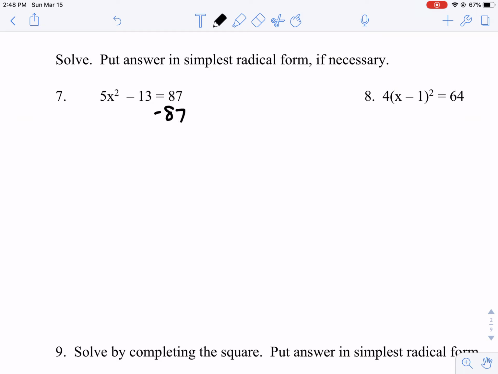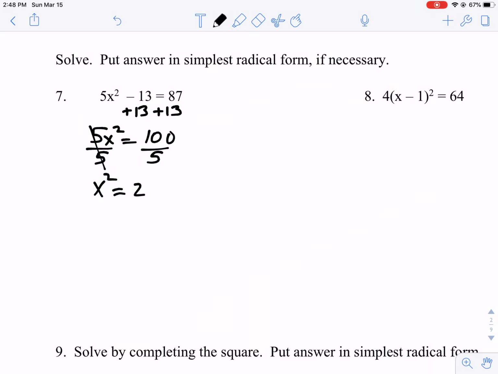So I'm going to move the 87, no, sorry. I'm going to move the 13 over. I'm going to get the x squared by itself. So I have 5x squared equal to 100. Then I have to divide by 5, because the x squared has to be all by itself.